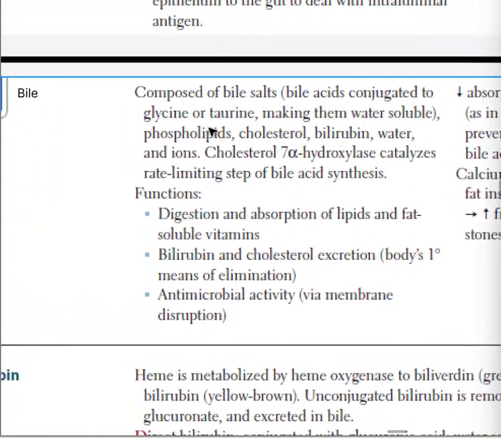Now let's go and read what it says, that the bile salts are composed of bile acids that are conjugated to glycine or taurine, making them water soluble. We have phospholipids, cholesterol, bilirubin, and water and ions also. Cholesterol 7 alpha hydroxylase catalyzes the rate limiting step of bile acid synthesis.